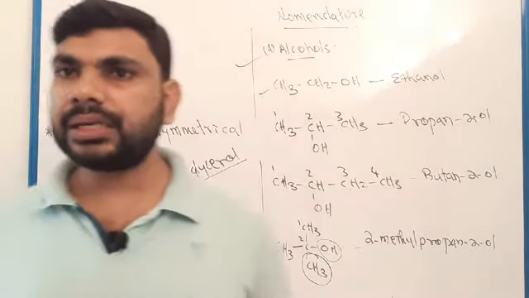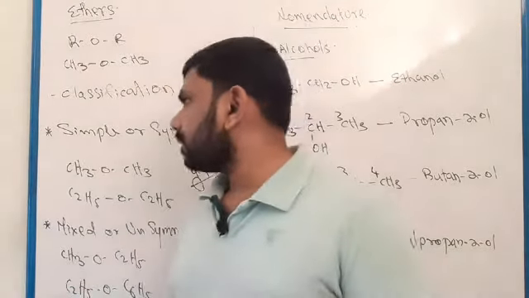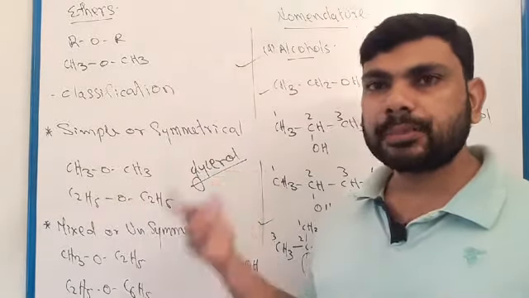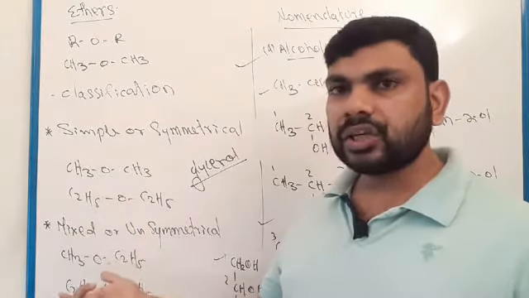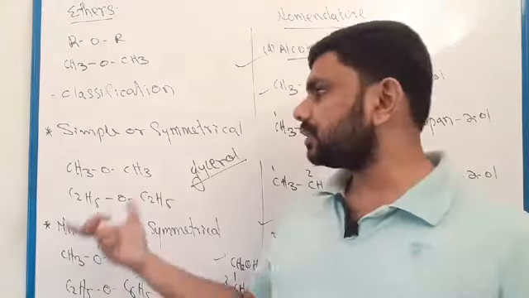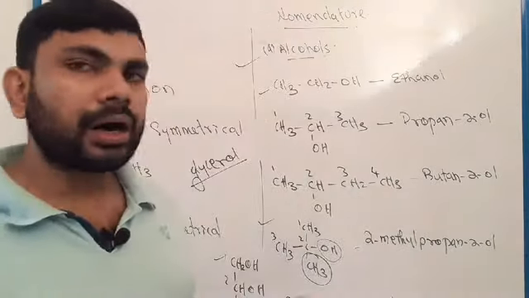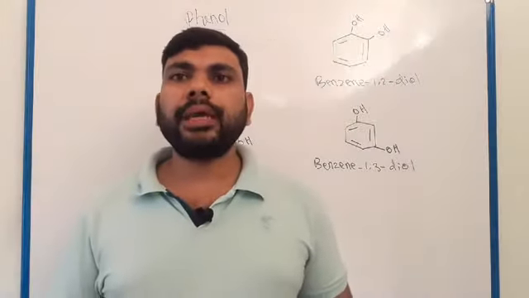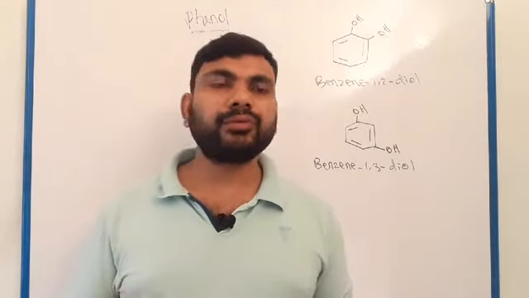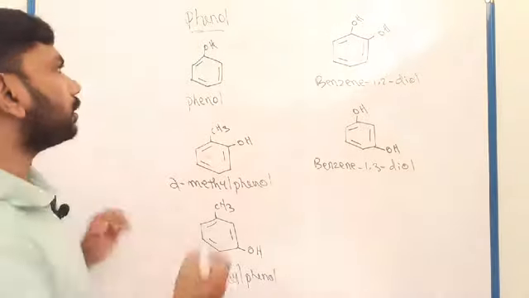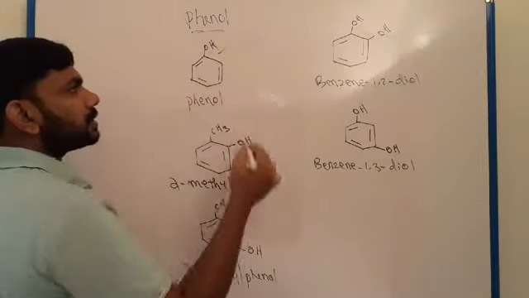So here we discussed simple ether or symmetrical ether, mixed ether or unsymmetrical ether. This is the classification of ether. Then we discussed the naming of alcohol. Next one, naming of phenol. We know the benzene ring with an OH on top. This is phenol.